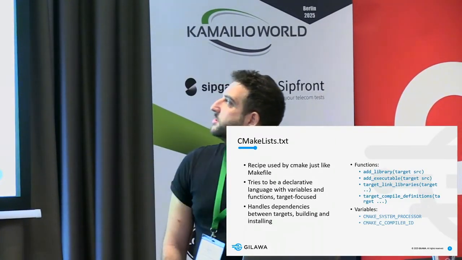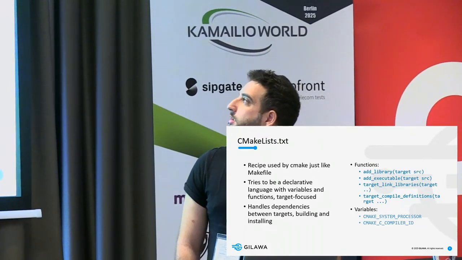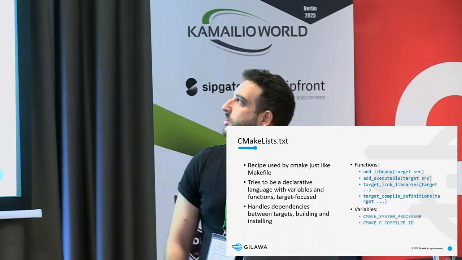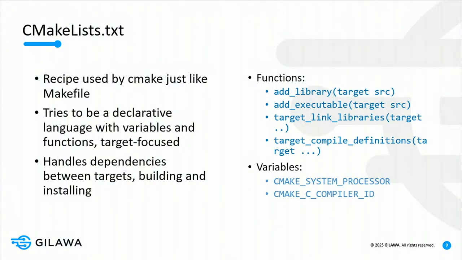On the right, we can see some of the most widely used functions, like add_library for our modules, for example, and add_executable for our binaries, like Kamailio, kamctl, and so on. And of course, the linkage and compile definitions are per target. Also, cmake provides us a long list of cmake variables that we can use to identify, for example, our system architecture, compiler, and so on.